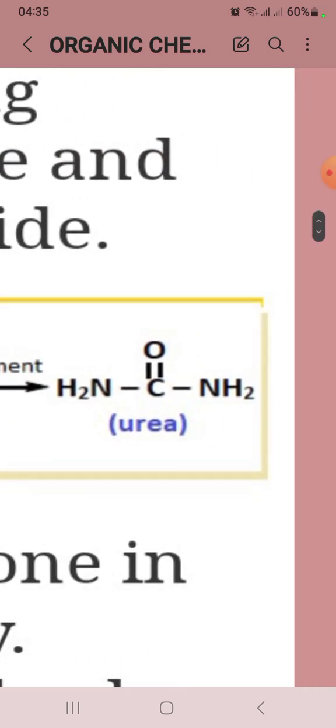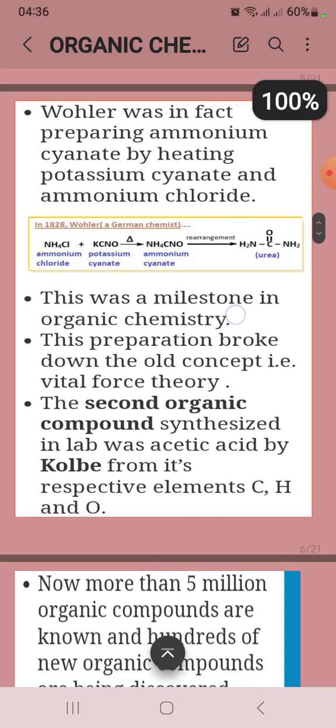Now this urea is an organic compound. It was synthesized by him in the lab, and so the vital force theory was rejected because it was synthesized without the effect of any kind of vital force. Without vital force he was able to synthesize this organic compound, so it gave a death blow to the vital force theory. After this, many other researches started, and many organic compounds were synthesized in the lab.